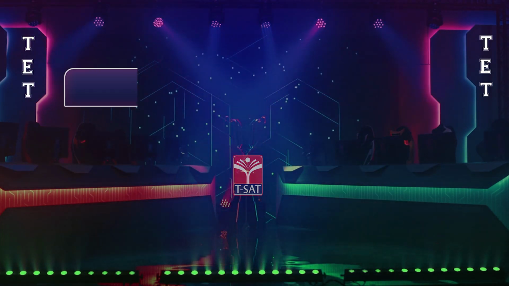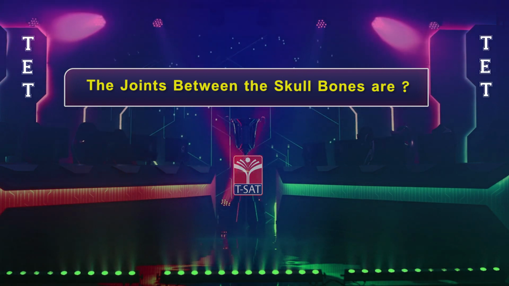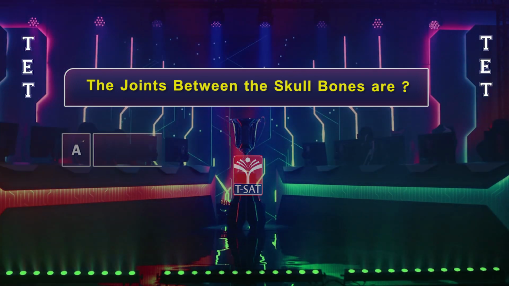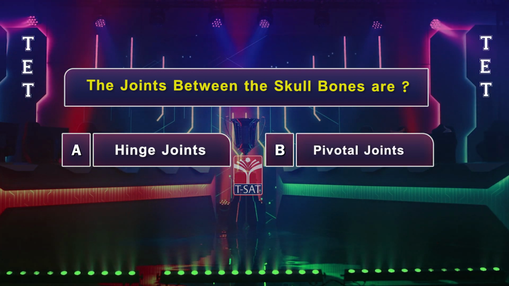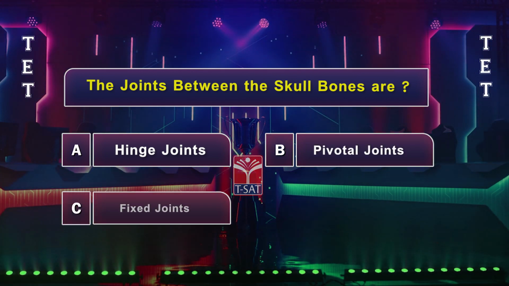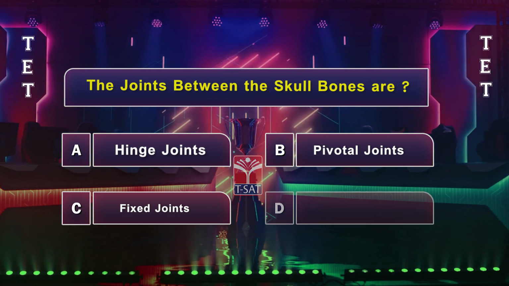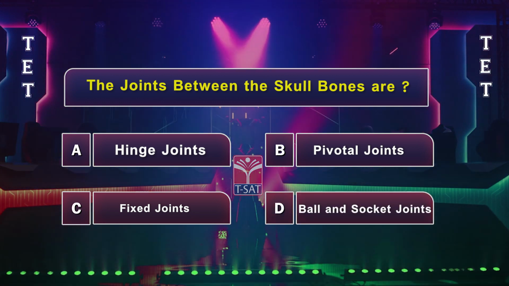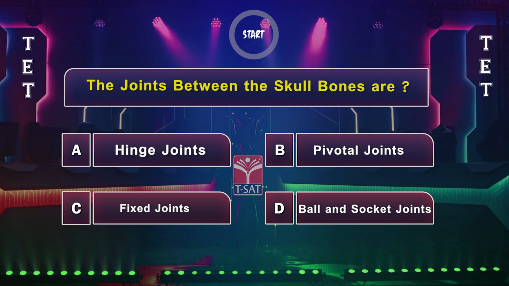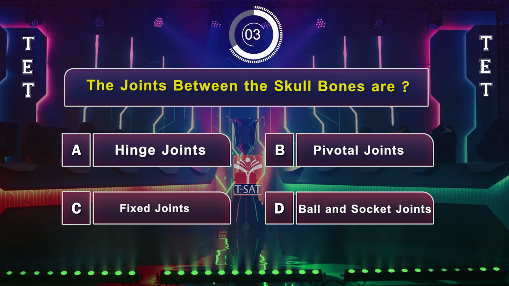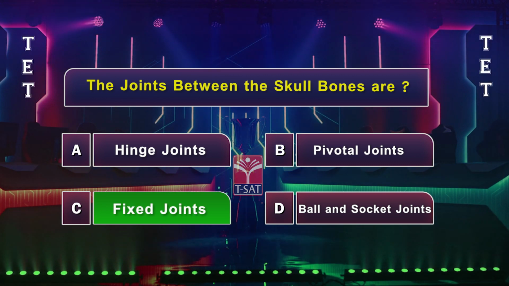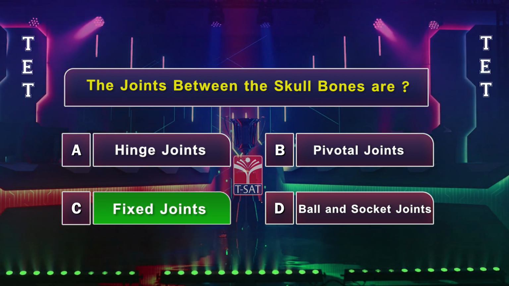17th question. The joints between these skull bones are option A, hinge joints. Option B, pivotal joints. Option C, fixed joints. Option D, ball and socket joints. Your time starts now. The correct answer is option C, fixed joints.